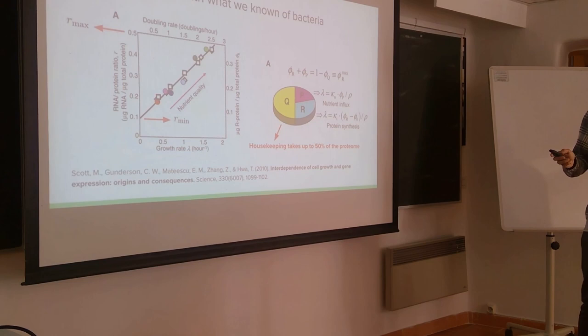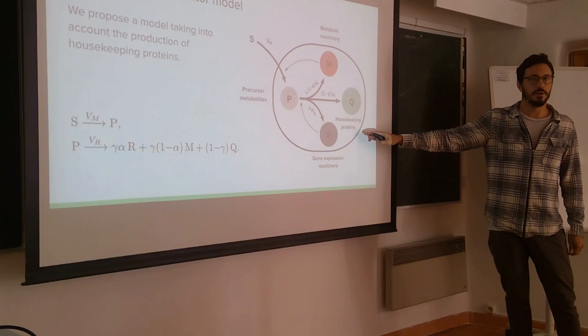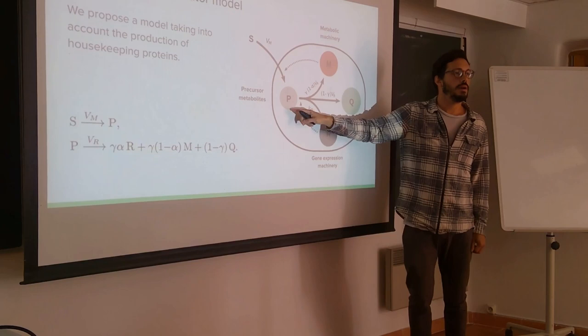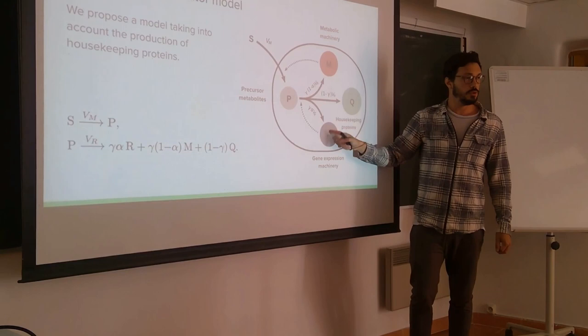model. So what we did was to grab these two ideas and to build our own self-replicator model. The idea is more or less the same. We have a substrate which is being consumed by the bacteria, and then we can produce either enzymes or ribosomes. And this choice is made through this function alpha, which is between 0 and 1.